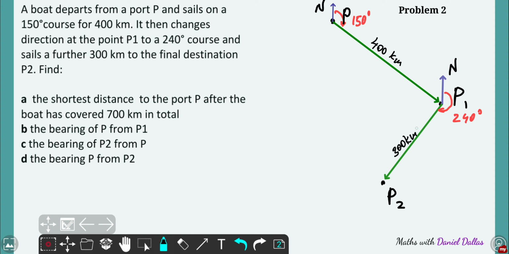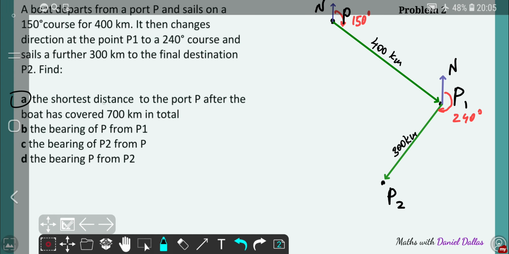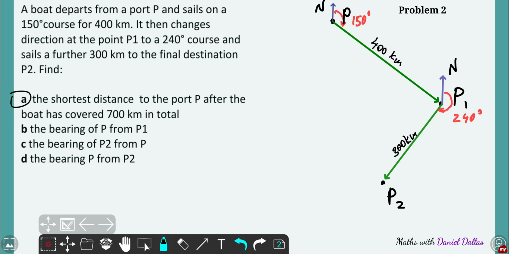Okay, so what we're gonna do first, the first question is about the shortest distance to the port P after the boat has covered 700 kilometers in total. So in total means those 400, so it went to P1 and then after the turn it covered another 300, until it reached point P2. So up to the point P2 it covered in total 700 kilometers. So that's why the shortest route is going to be the route from point P2, final point of destination, to the point P. This is going to be actually the absolute value for displacement.